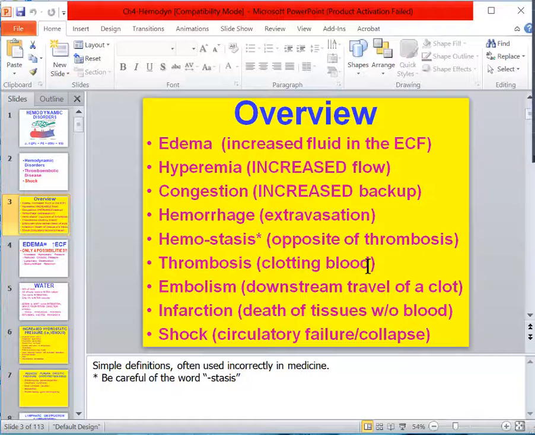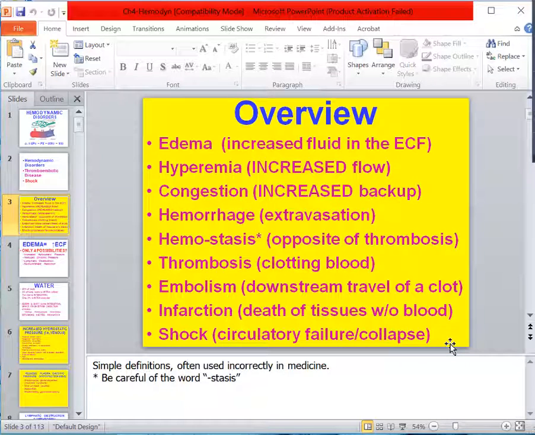Okay, I don't like the word stasis, and that often implies slow or sluggish flow, and sometimes it's used in that respect also. An embolism is the downstream traveling of a blood clot, whether it's downstream arterial or downstream venous. An infarction is a tissue or an organ or a part of an organ that has died because of lack of blood flow, lack of oxygen, and that has certain appearances, both grossly and microscopically.